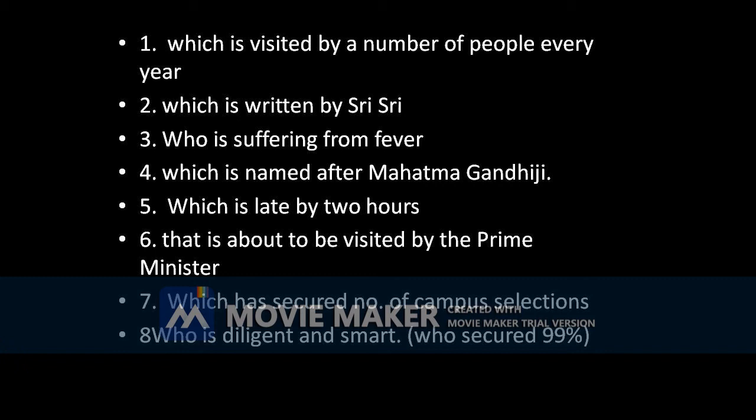Suresh, who is suffering from fever, has left the school just now. Fourth one: Is this the street? So my thought is, it is named after Mahatma Gandhi. The street is named after Mahatma Gandhi. So how do I combine it? It is a non-living thing, so I can use which. Is this the street which is named after Mahatma Gandhi? So like that we can combine the sentences.